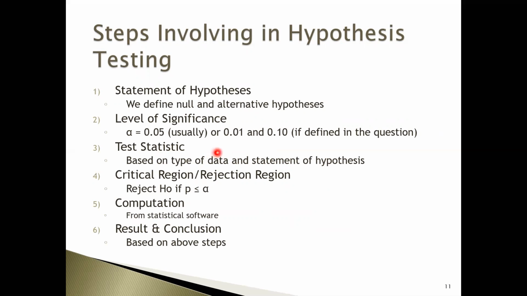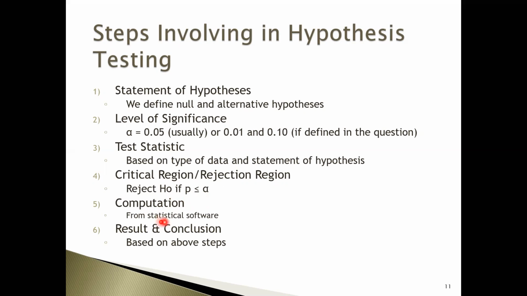It is different for the ordinal data, it is different for the categorical data, and it is different for the qualitative data. It is also based on the statement of hypothesis, whether we want to study difference or equality or association or correlation or anything. And then we define the rejection region: we will reject the null hypothesis if the p-value is less than or equal to alpha, otherwise not.